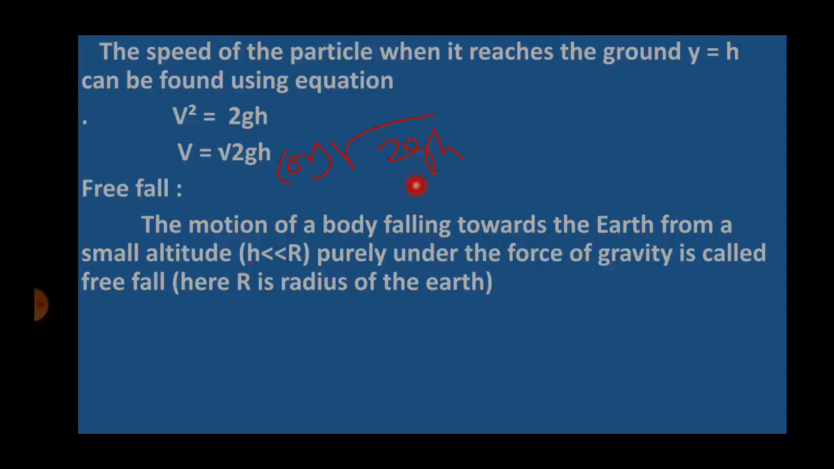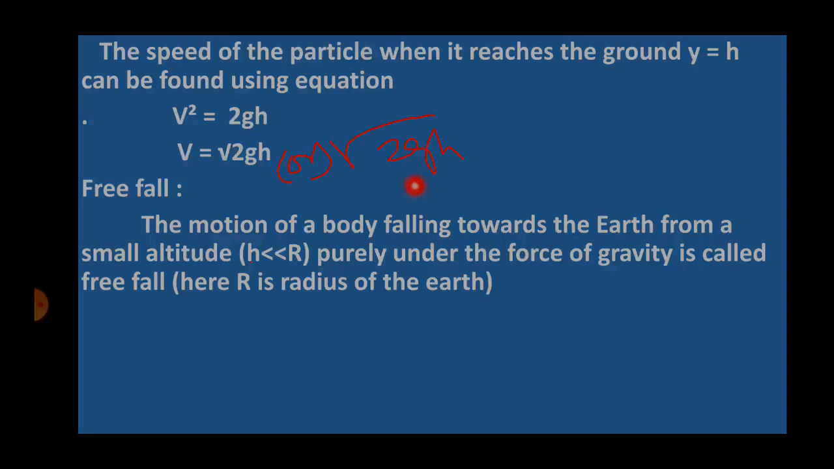So students, when an object is thrown in the upward direction, the velocity of the object decreases. After that, when it comes to the ground, the velocity of the object is greater. So students, here the object has higher velocity when it reaches the ground.